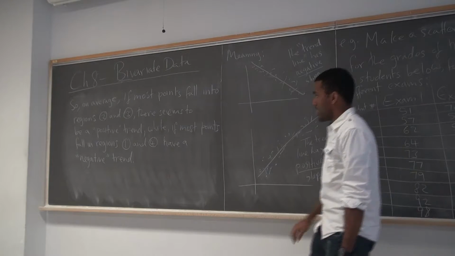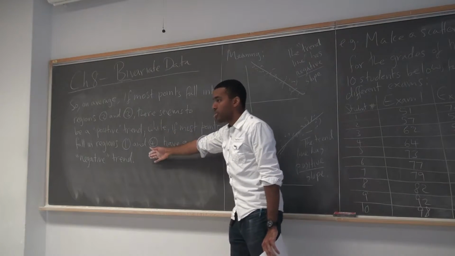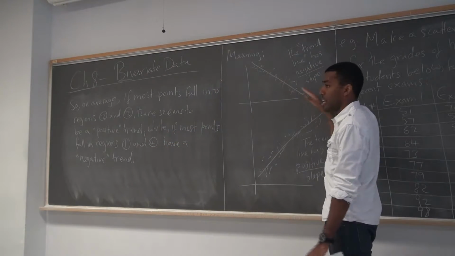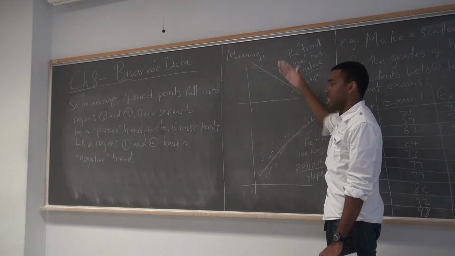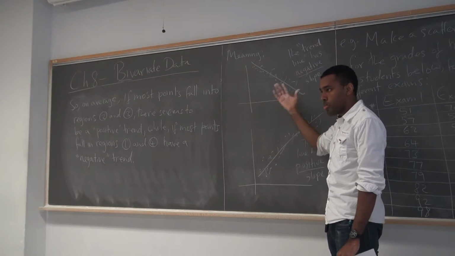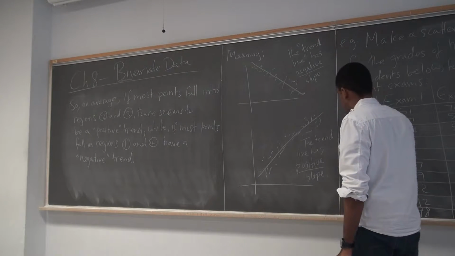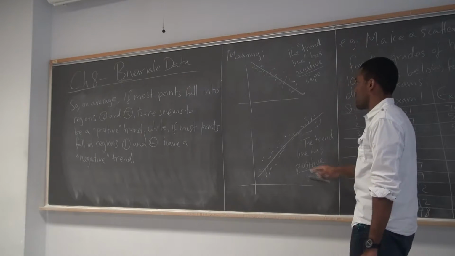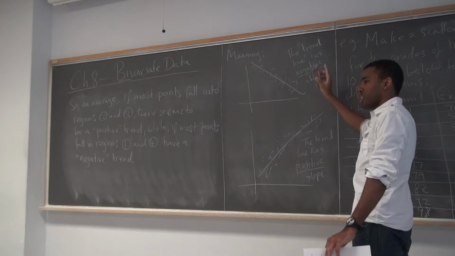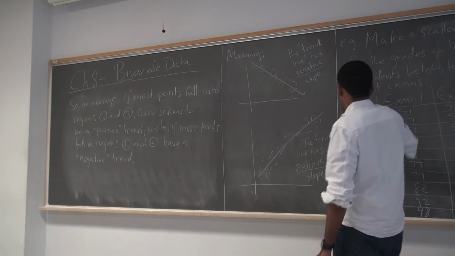So basically when I say something has a positive trend or a negative trend, it means if I draw a line that connects most of the points, the line will have a negative slope or a positive slope. That's what I mean by trend. Later on we're going to call this a negative correlation versus a positive correlation. We'll talk about that soon.